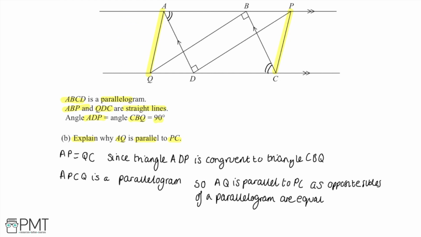So the first mark here was awarded for this initial reasoning, so for identifying a pair of equal sides or angles would also work in APCQ, this parallelogram, with some reasoning. And then the second mark here is for reasoning that APCQ is a parallelogram and its opposite sides are therefore parallel and equal. So we therefore have AQ being equal and parallel to PC. So we've explained why the two are parallel.